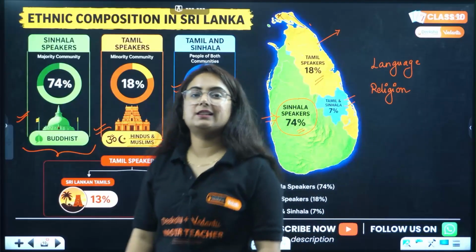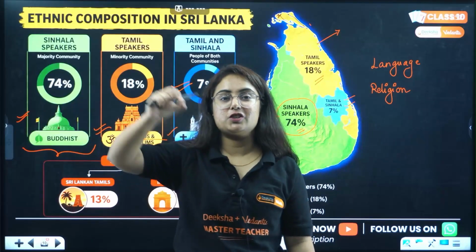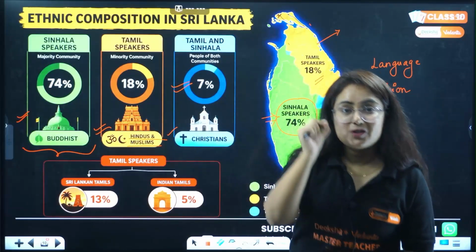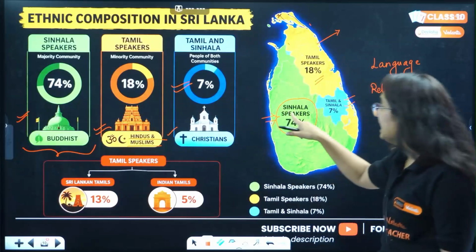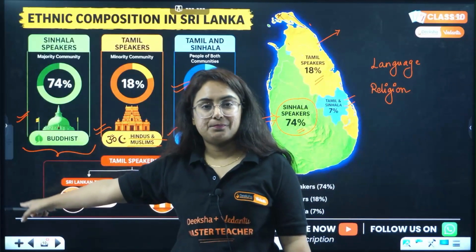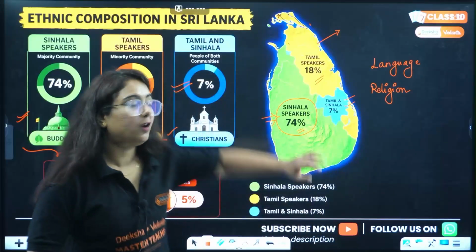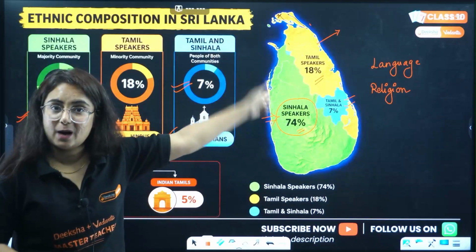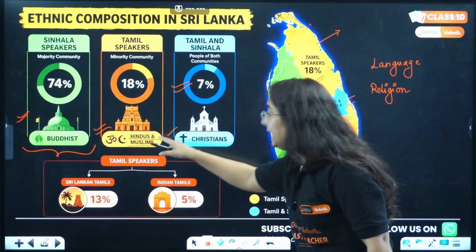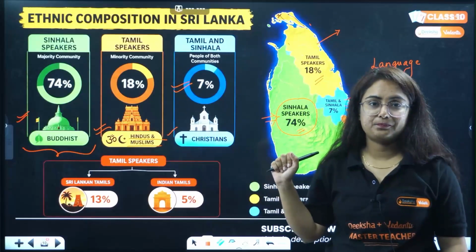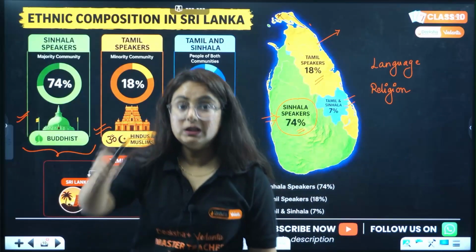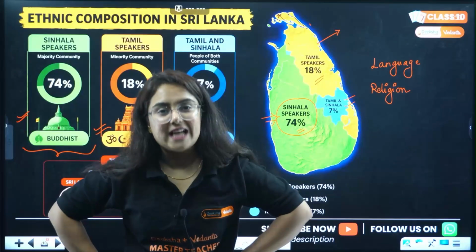The question will be, what is the ethnic population of Sri Lanka? The ethnic population of Sri Lanka is very complex. Point number 1. In Sri Lanka, the majority of the people speak the language Sinhala, that is 74% of the country's total population, and follow the religion Buddhism. In the northeastern belt of Sri Lanka live the people who speak the language Tamil, that is 18% of the country's total population, and they follow the religion, either Hindu or Islam. The remaining 7% of the people know both Tamil and Sinhala, but they follow the religion Christianity.